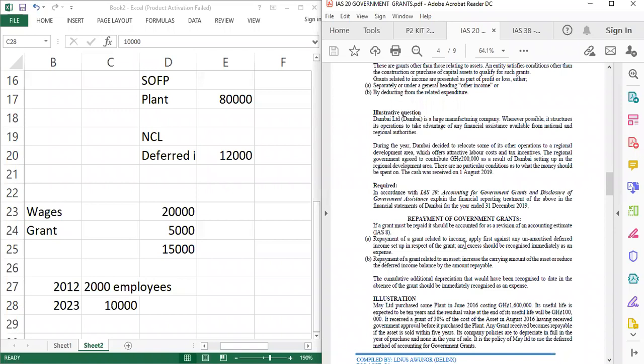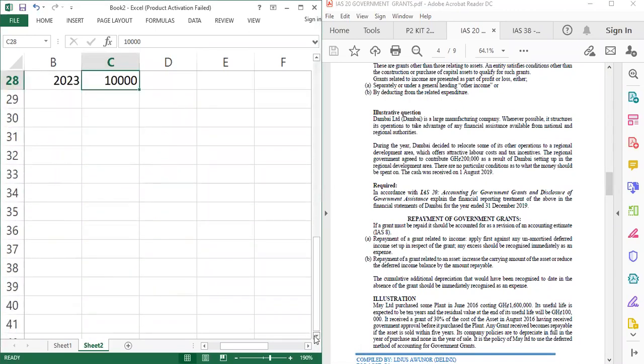Repayment of grants. We say that grants come with a condition. It means that along the line, if the entity is not able to satisfy the condition, what we do is that they have to pay the money back. They might end up paying all, or they might pay parts. But we say that there are 2 types of grants, revenue grants and capital grants.